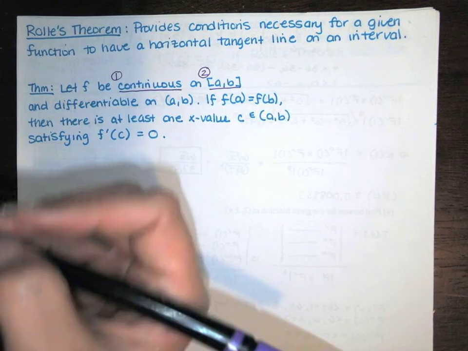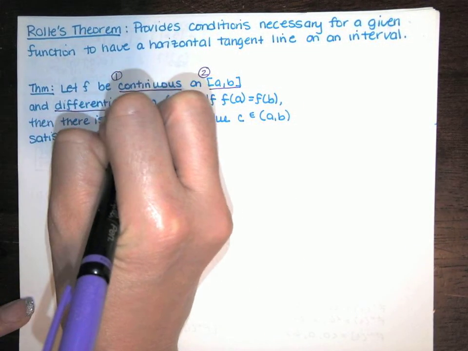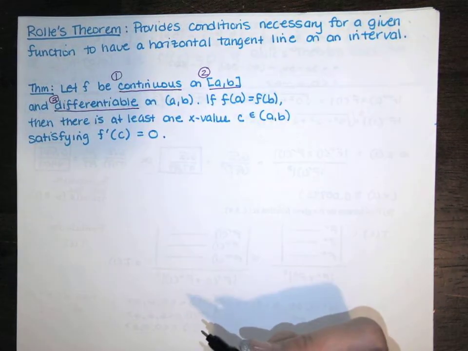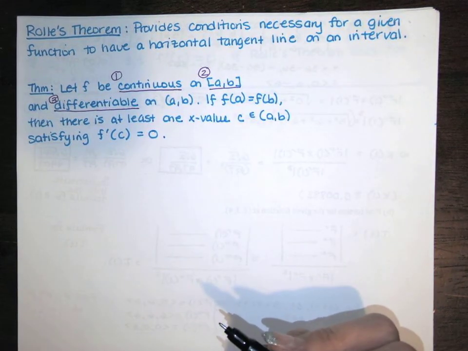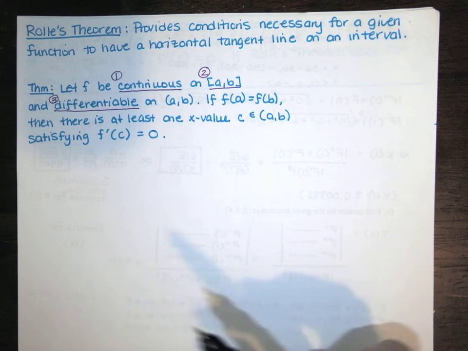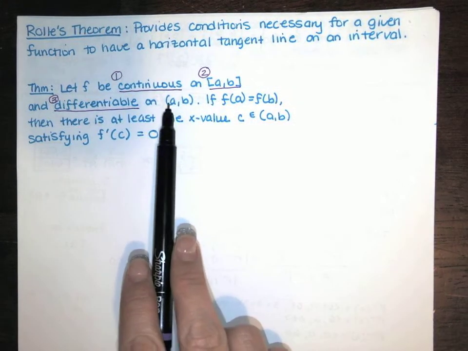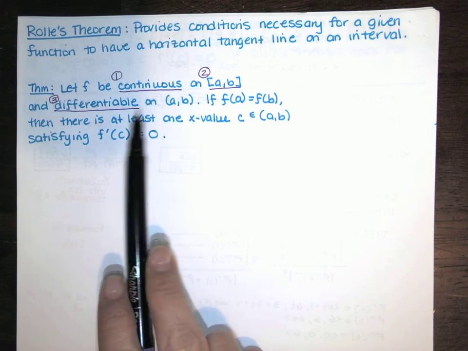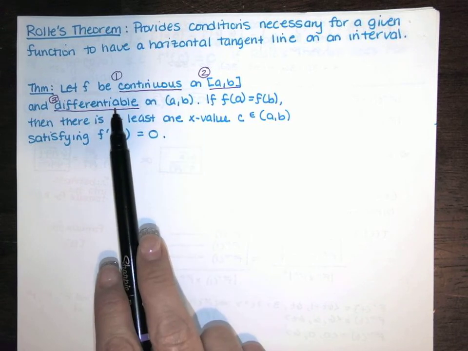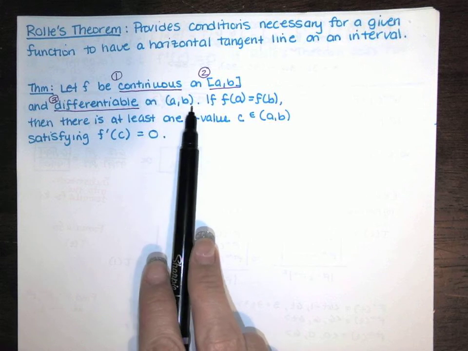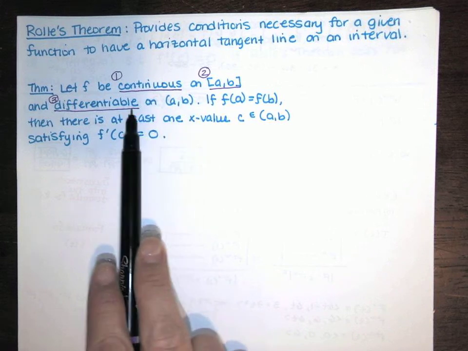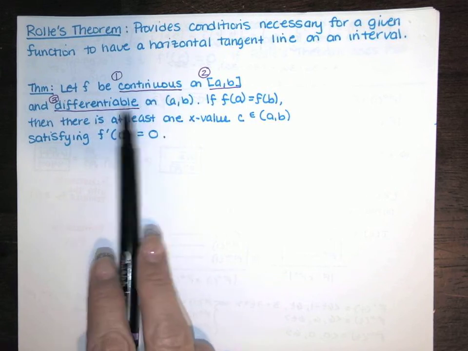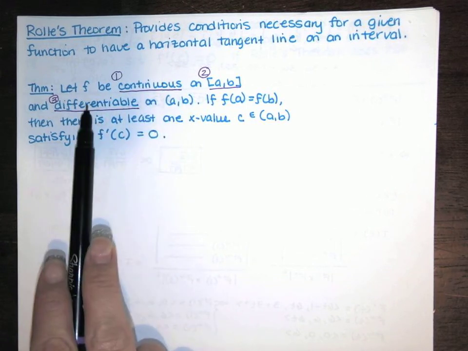Now we're also told that it has to be differentiable on the open interval from a to b. Now remember what differentiable means. That just means the derivative exists, which means the derivative is a well-defined function for all of the x values between a and b. And geometrically, that means the function doesn't have any sharp corners on the interval from a to b. If it's continuous, it can be drawn in one piece. If it's also differentiable, that means it's nice and smooth.